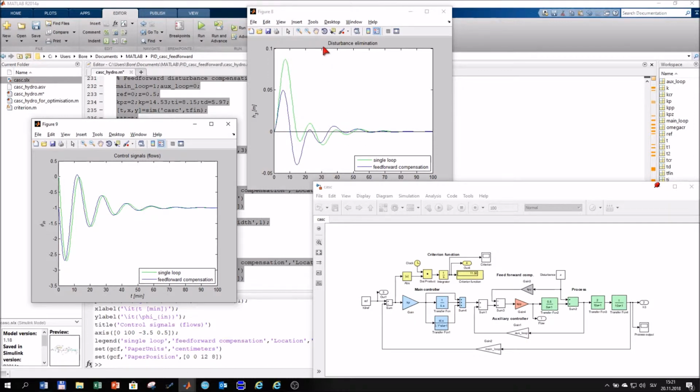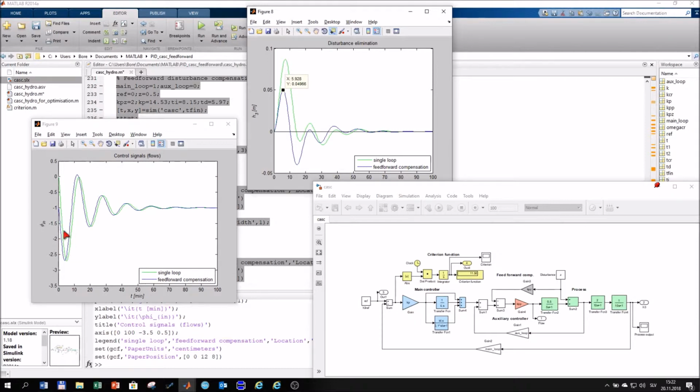What are the peak values? The green curve has the peak value approximately 0.09, and the blue curve has the peak value approximately 0.05. This means much less.